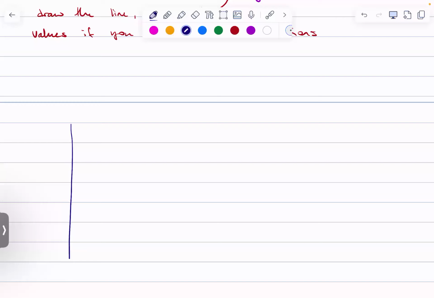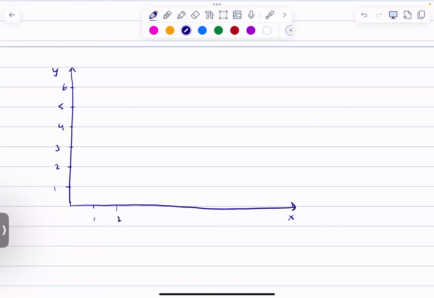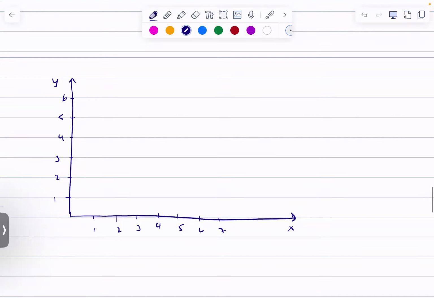Can I count? 1, 2, 3, 4, 5, 6. I can. And I'll do roughly the same. So this is going to be 1, 2, 3, 4, 5, 6. And I'll do roughly the same thing. If you've drawn your scale like this, you can't really rely on it to trace back and say, oh yeah, that's exactly the point that I wanted. You have to solve for the intersections.